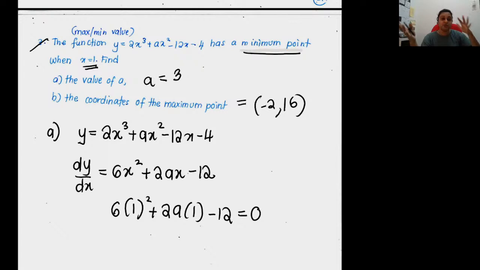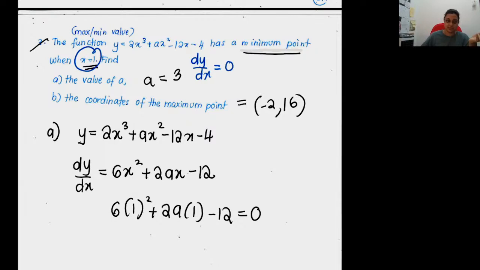So now what you do, you just substitute that x value and you make it equal 0. It's the same process. Okay, it's the same process. I'll repeat one more time. When you want to find this x value, you will usually do dy/dx equals 0. Then only you can get the x. But now you already got the x, so you substitute that x inside and you equal it to 0. So from here we will get the a value.